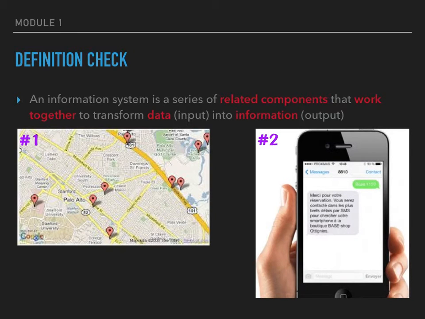So let's now see if these two other systems displayed on the screen are also considered information systems. You'll notice really quickly though I have replaced the word system with actually the system definition. So our new definition of an information system is: an information system is a series of related components that work together to transform data, which is input, into information, which is output. Example 1, in case you're unsure about it, is actually Google Maps, and example 2 is a messaging system.